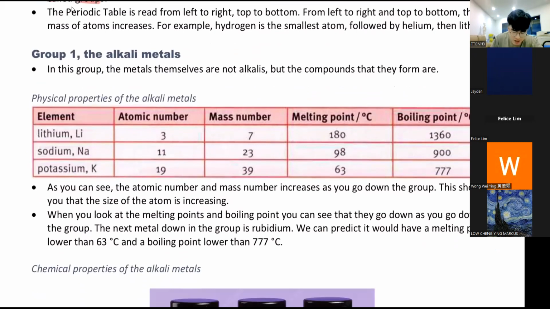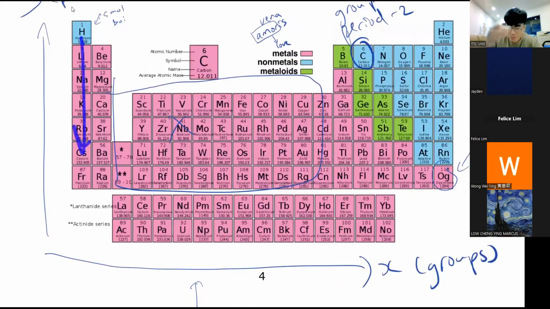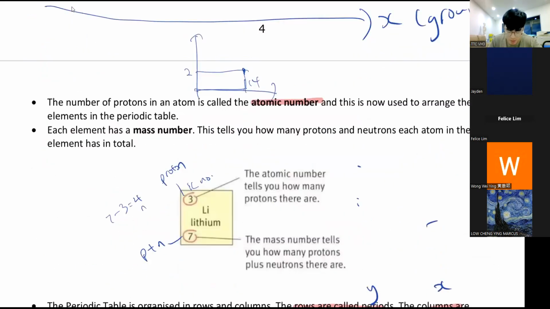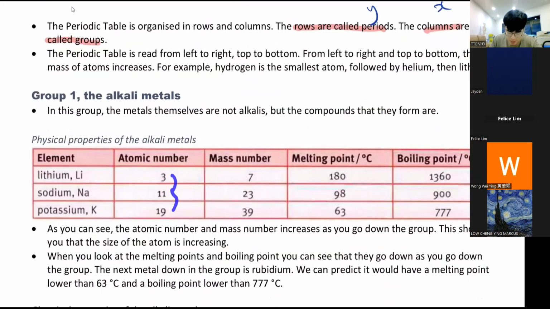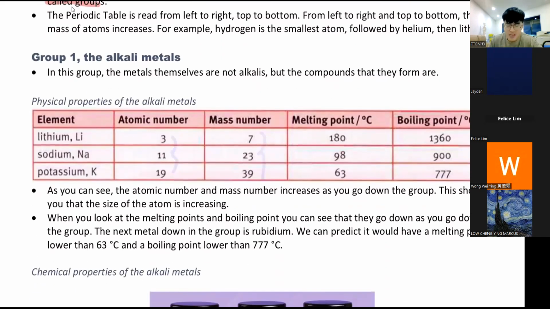So the physical properties of alkaline metals: as you can see, the atomic number and mass number just become bigger as they go down. Like I say, the more bottom you go, the heavier they become. But you see something funny is happening. As you go down, their melting point will decrease, their boiling point will decrease. They become bigger, but they actually become weaker. So lithium is actually harder than potassium. Potassium is actually very soft.